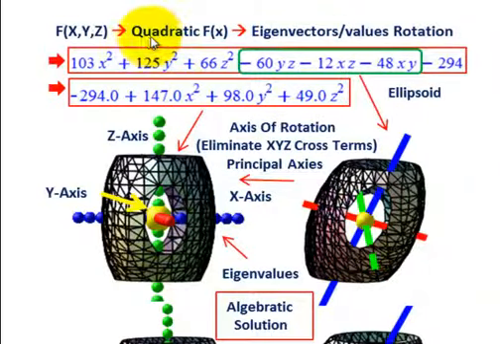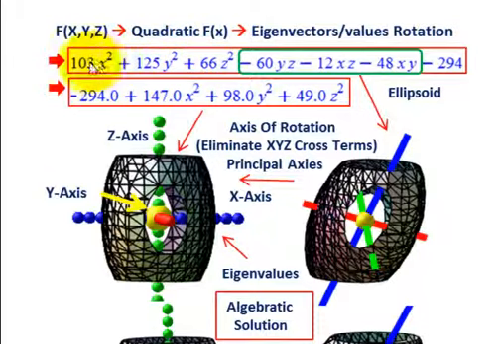What we're going to be going over here is a quadratic function, and really it's going to be like an ellipsoid. With this quadratic function, we're going to be calculating the eigenvectors and the eigenvalues. And when we calculate these eigenvectors, it really causes a rotation in our ellipsoid. So we're going to start with this quadratic function for the ellipsoid.